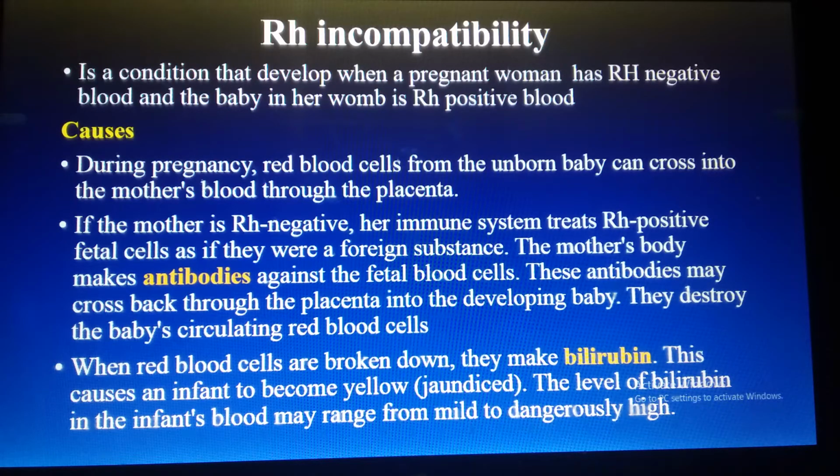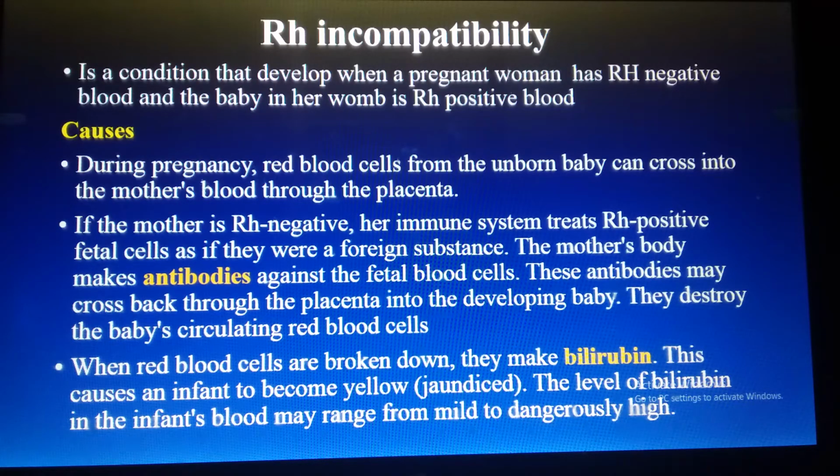The blood of the fetus first moves to the mother. Now the mother's blood will move to the fetus. And now this mother's blood has Rh antibody. When this blood with Rh antibody reaches the baby, what will happen?